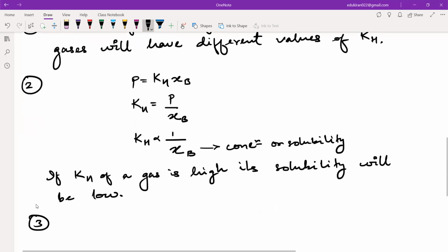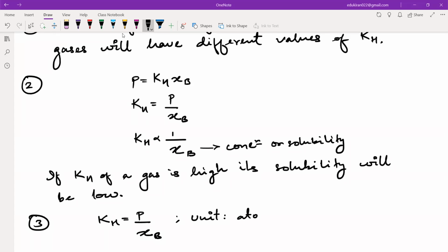Okay. Now we also see that KH is equal to pressure upon chi V. What is the unit for mole fraction? No unit. Correct. It does not have any unit, right? So what will be the unit of KH? KH will have the same unit as that of pressure.